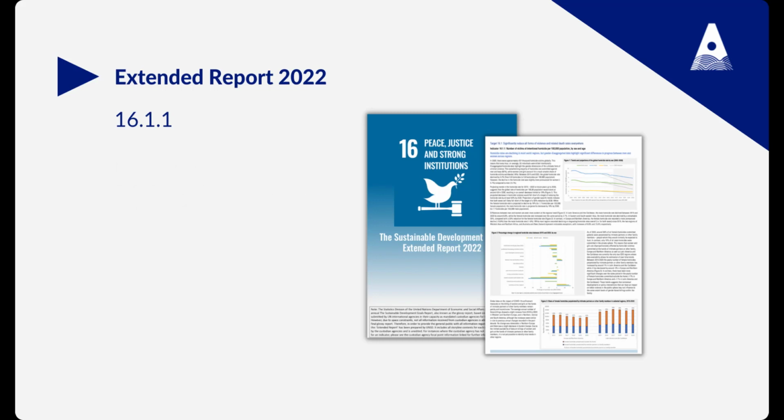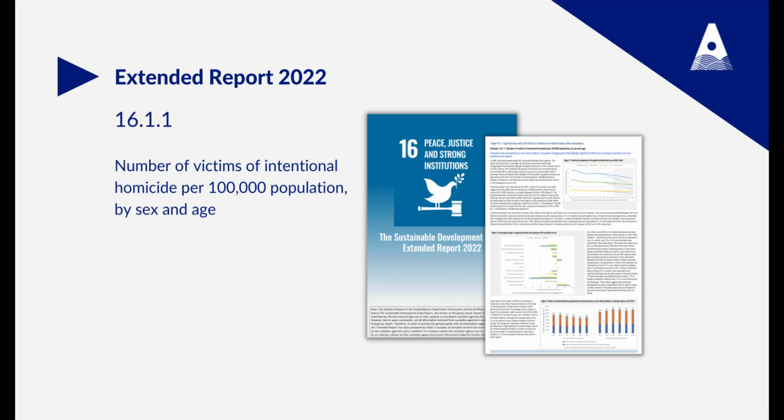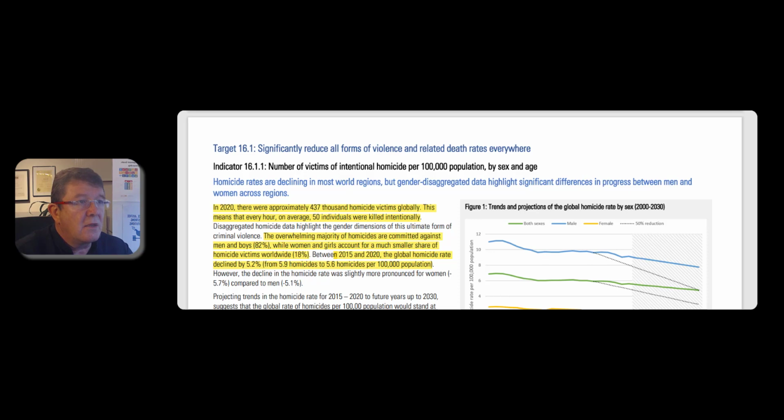The first indicator on this is 16.1.1, which is the number of victims of intentional homicide per 100,000 population by sex and age. And it starts out by saying that homicide rates are declining in most regions, but the gender disaggregated data highlights significant differences in progress between men and women across the regions, and the data certainly backs that up. In terms of the numbers, it says that there's over 437,000 victims of homicide globally, and this means effectively that every hour there's about 50 people killed intentionally.